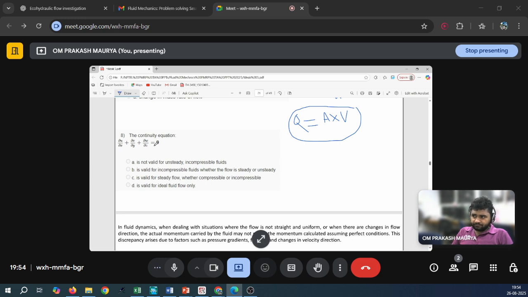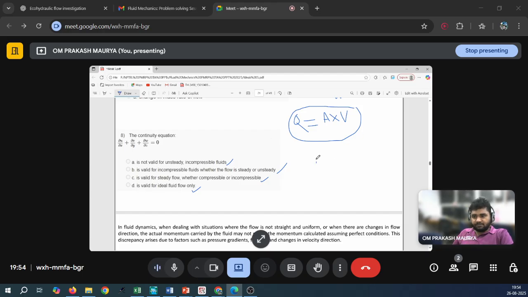Option A, it is not valid for unsteady incompressible fluid. Option B, it is valid for incompressible fluid whether the flow is steady or unsteady. Option C, it is valid for steady flow whether compressible or incompressible, and option D, it is valid for ideal fluid flow. So four options are given. Based on the options, we try to think which option should be correct, whether A, B, C. The continuity equation.